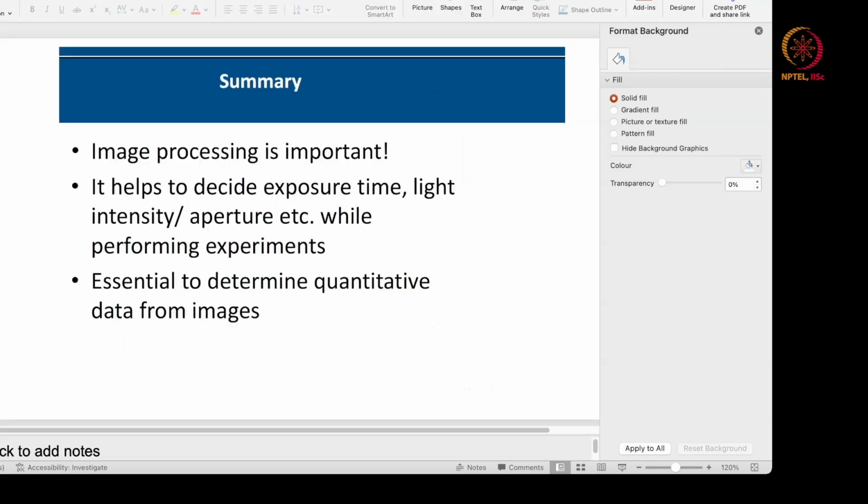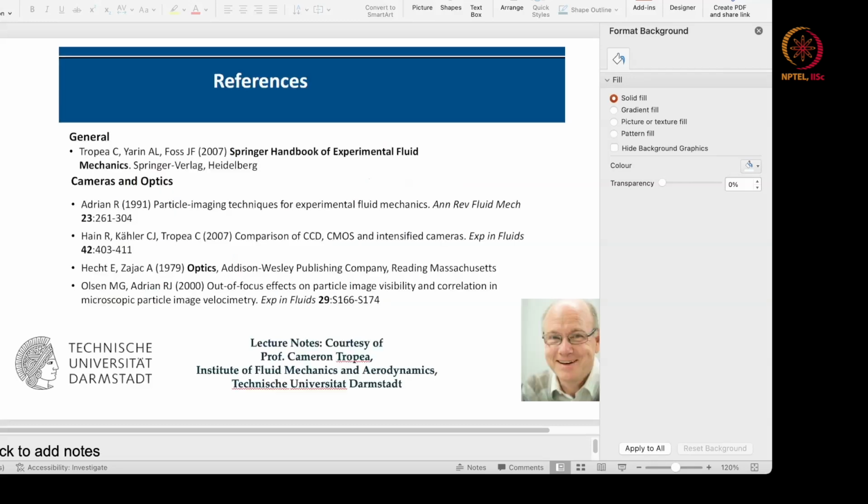In other words, image processing is important. It helps to decide exposure time, light intensity, aperture, etc. It is essential to determine quantitative data from the images. And these are the books which you can read: the Springer Handbook of Fluid Mechanics, and Professor Tropea. You can read about the different comparisons of CCD cameras, and look at out-of-focus effects on particle visibility and correlation. There is a lot of material, so feel free to read these materials.